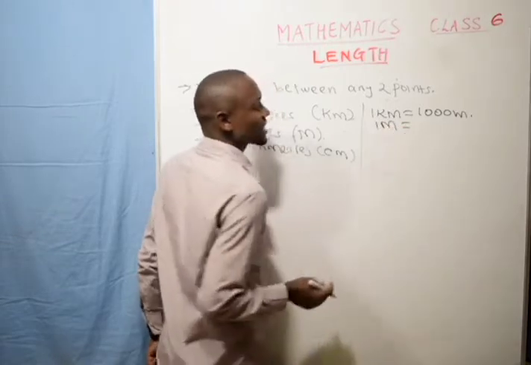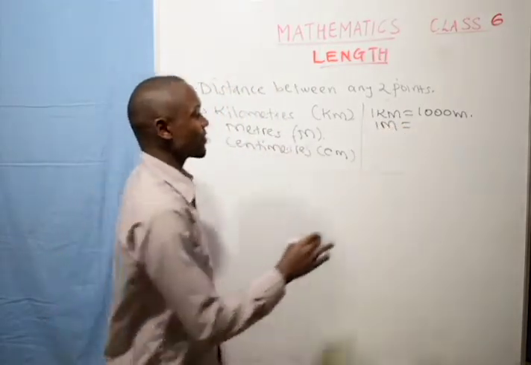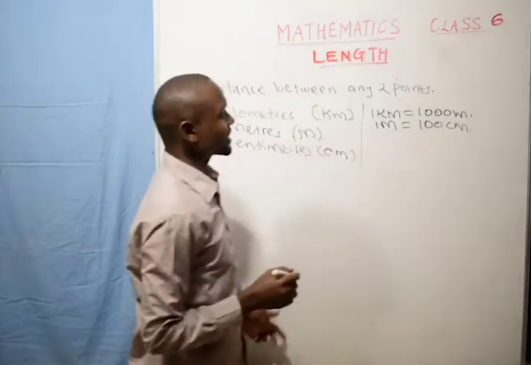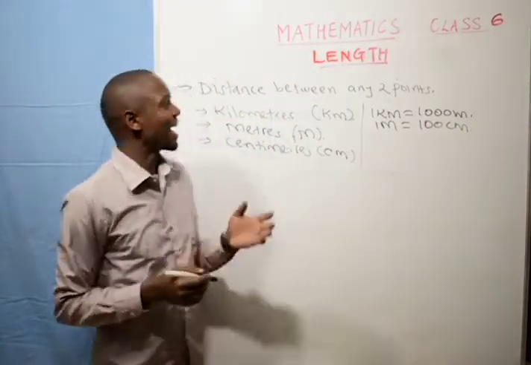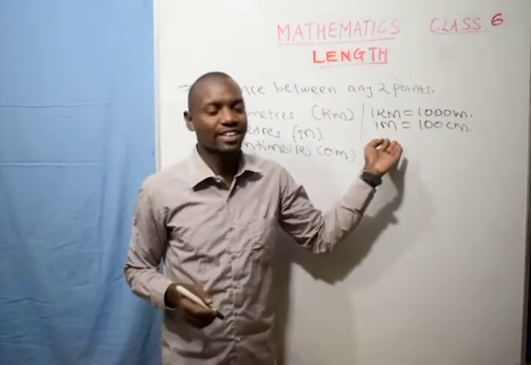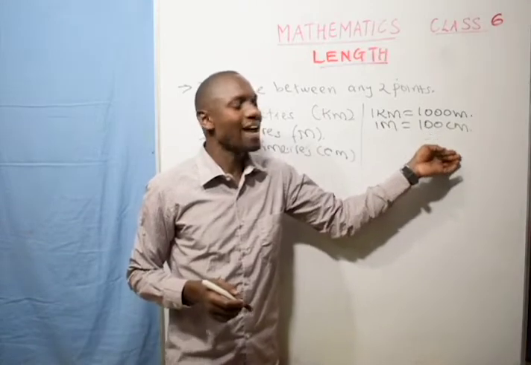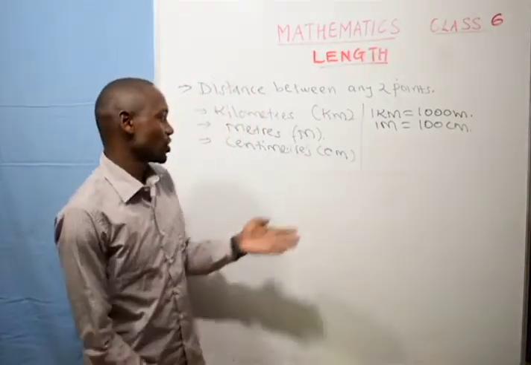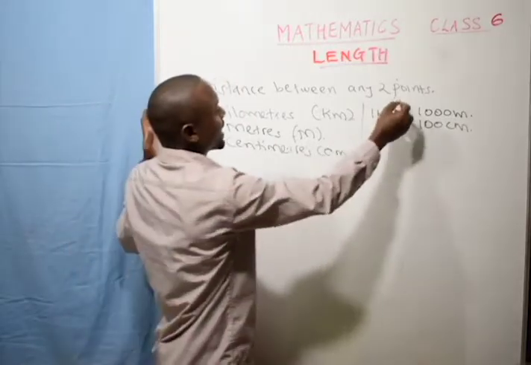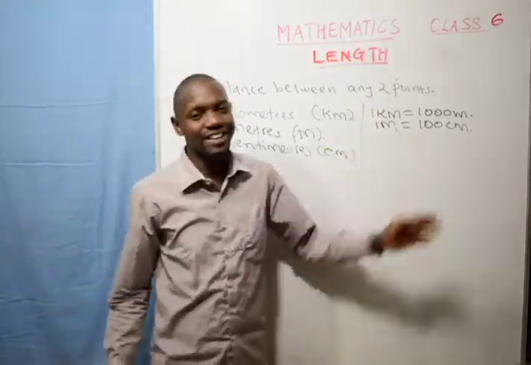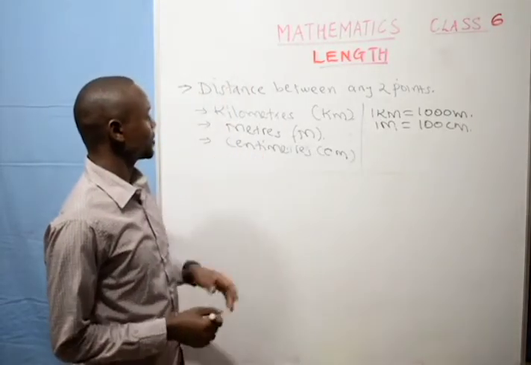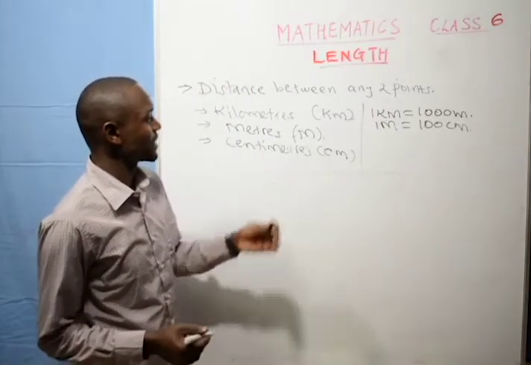And 1 meter is equivalent to how many centimeters? 1 meter is equivalent to 100 centimeters. That big ruler, the one we call the blackboard ruler, is 1 meter long, and it is 100 centimeters long. So a distance of 1 meter, maybe from here up to here, is equivalent to 100 centimeters. Those are the various units of measuring length.